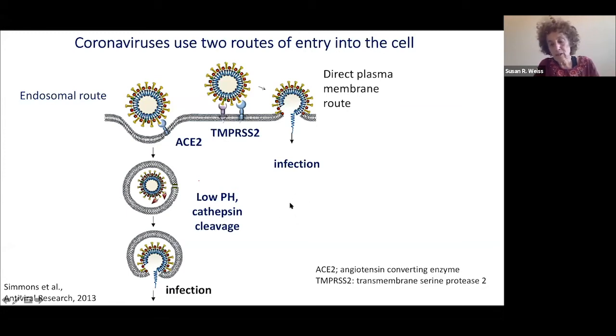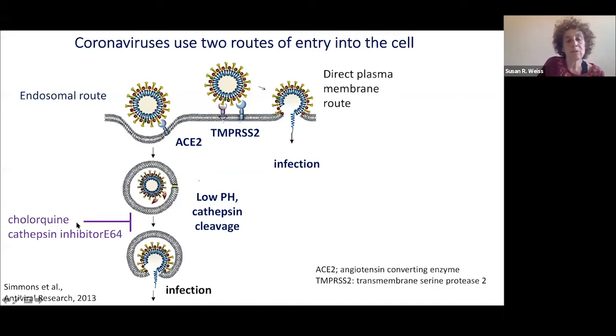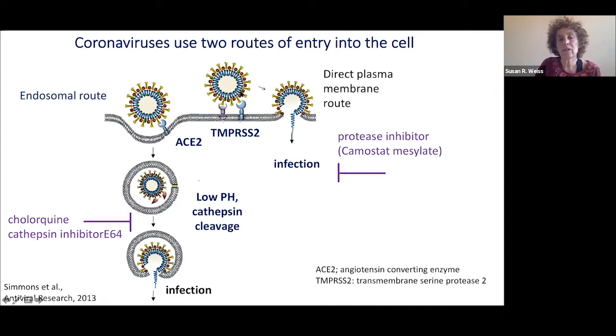And why is all that important? Because in designing antiviral therapies, you really have to think about what route you're targeting. For example, chloroquine, that everyone's been talking about, would only target this route, because chloroquine raises the pH of endosomes and would prevent this cleavage, the cathepsin cleavage. Likewise, cathepsin inhibitors, for example E64, would also inhibit this pathway. For this pathway, a TMPRSS inhibitor might work, camostat mesylate, or a furin inhibitor.